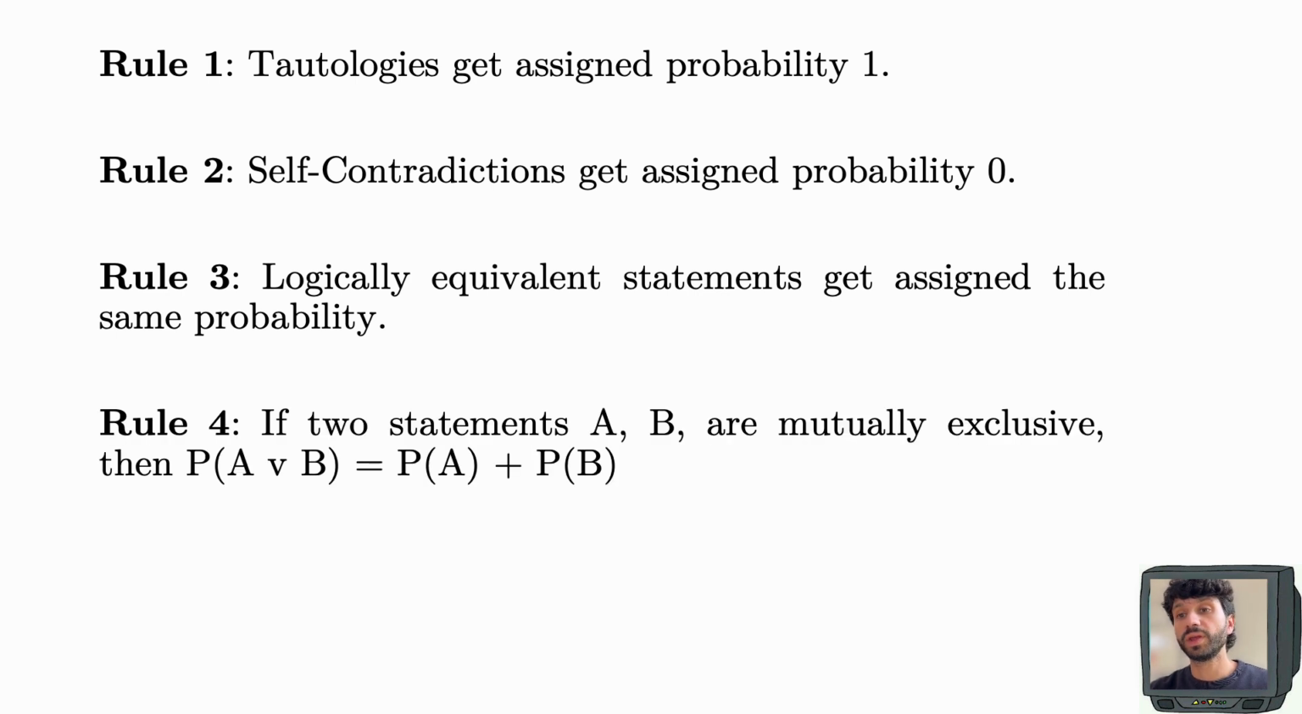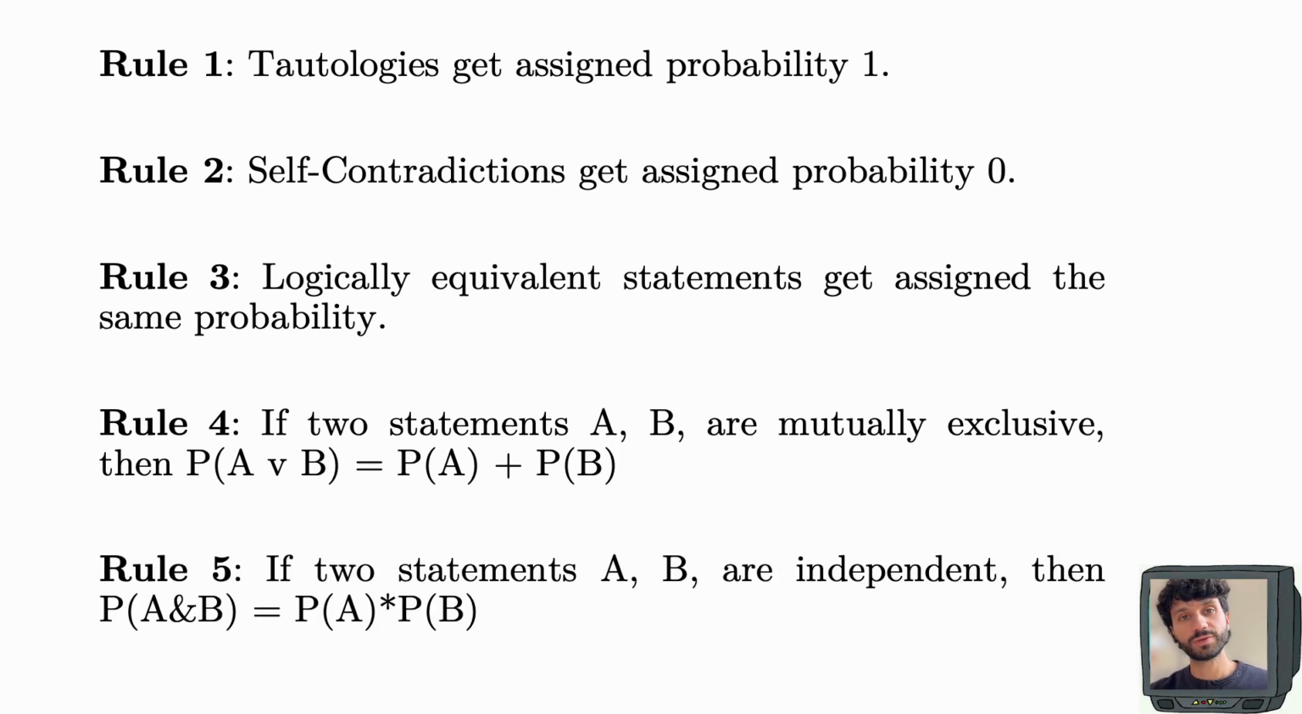The fourth rule is that if two statements are mutually exclusive, then the probability of A or B, assuming that A and B are mutually exclusive, is equal to probability of A plus the probability of B. And the fifth rule that we saw is that if two statements A and B are independent, then the probability of A and B is equal to probability of A times the probability of B.